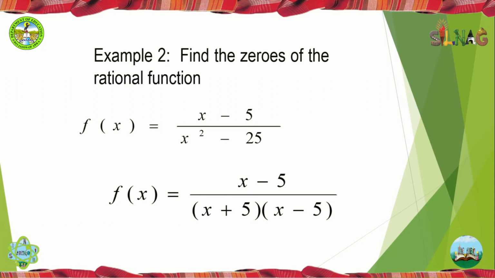So let us have our example number 2. Find the zeros of the rational function f of x is equal to x minus 5 over x squared minus 25. So the first step, we have to factor the denominator. So we have f of x is equal to x minus 5 over the factors of the denominator, which are the quantity of x plus 5 and x minus 5, because it is a difference of two squares.